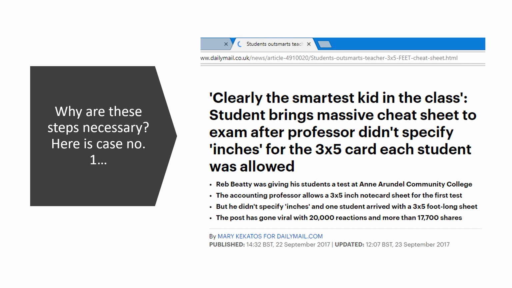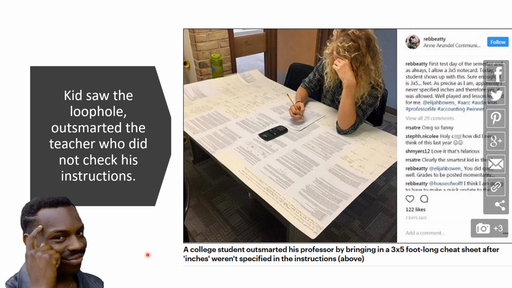It says here, clearly the smartest kid in the class. Student brings massive cheat sheet to exam after professor did not specify inches for the 3x5 card each student was allowed. This was the headline, and this event happened in 2017. I repeat, this happened in real life. Okay, so what happened?